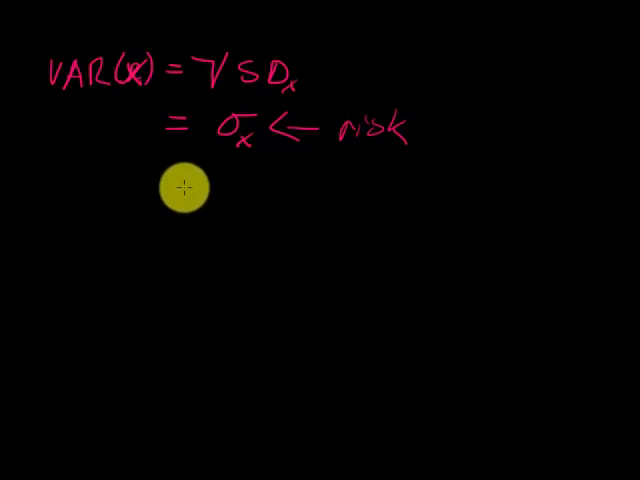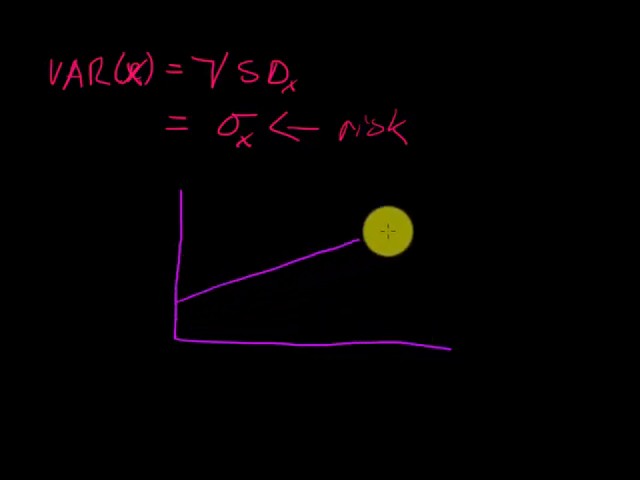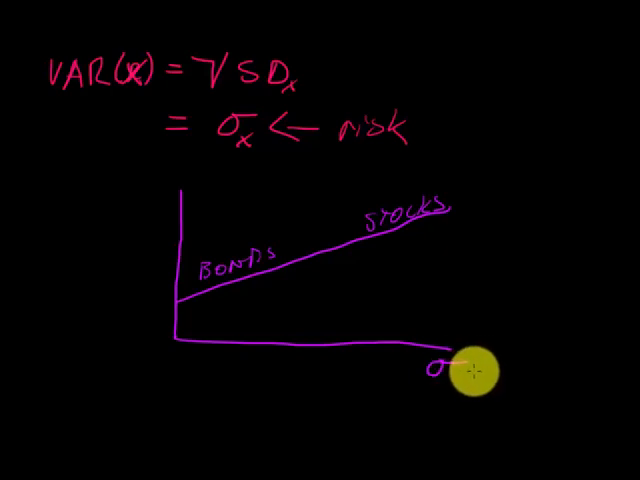If we go back to our chart from the first micro lecture, we see there's a line here where we have bonds and stocks. The way we measure risk is sigma, which is the same as standard deviation, which is the same as the square root of the variance. And how do we measure variance? By the distance from the mean. And over here we measure the expected return, either in dollars or more commonly as a percentage, and we call it expected return.